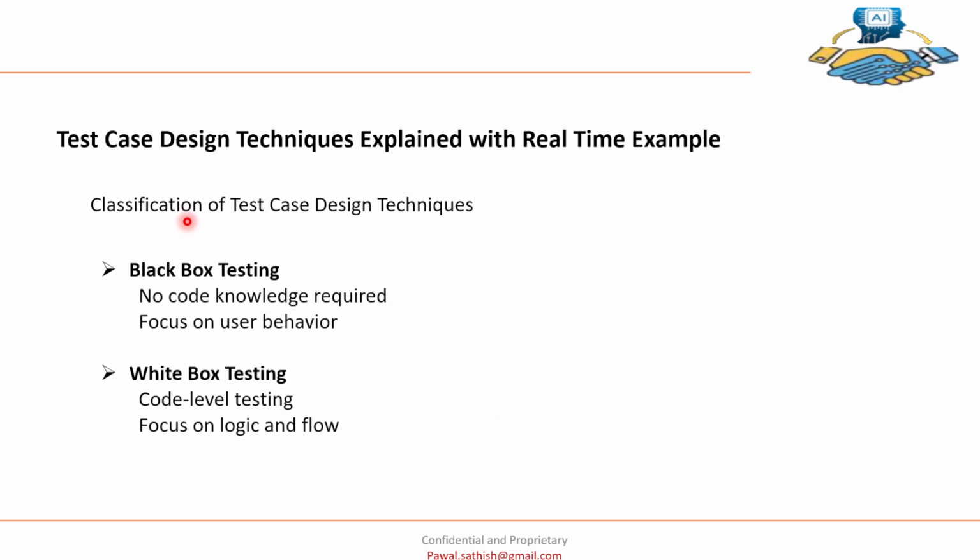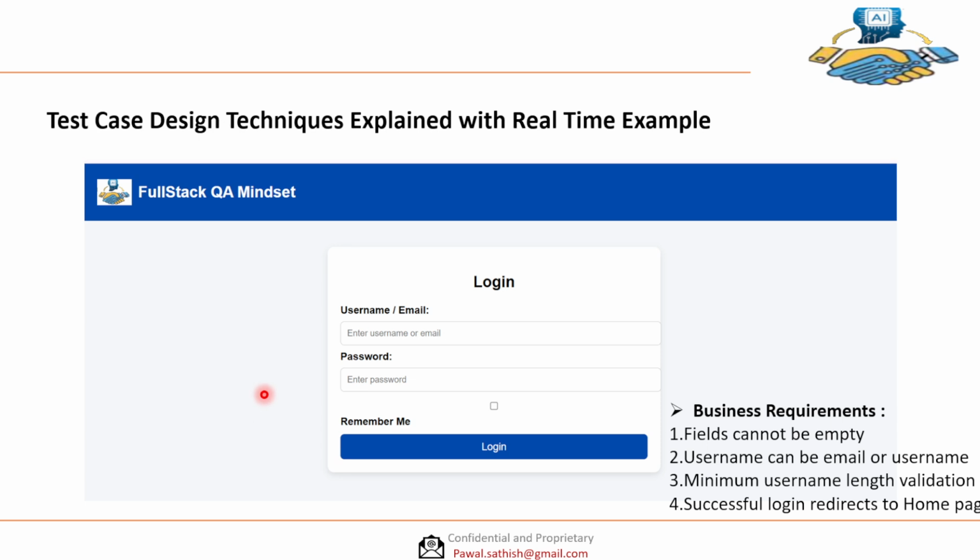Okay. So further, we'll classify test case design techniques into two types. One is black box testing, another is white box testing. So black box testing, as we know, no code knowledge is required. It focuses on the user behavior or the expected requirements. Whereas white box testing, we need to go ahead with code level testing and mostly focus on the logic and the flow.